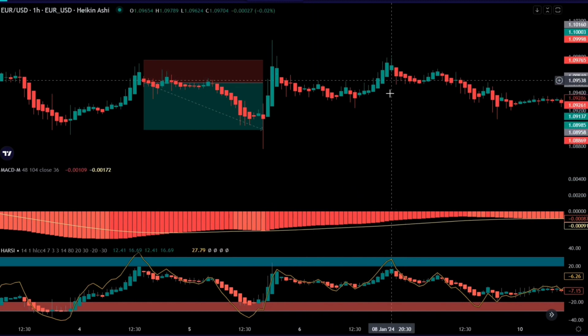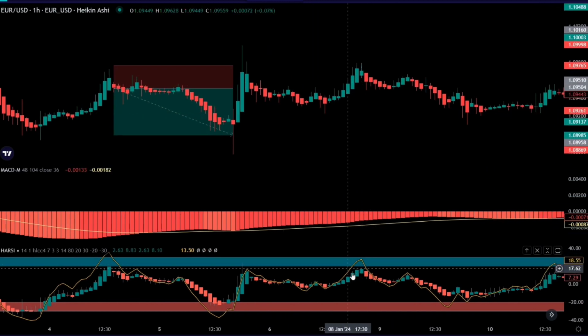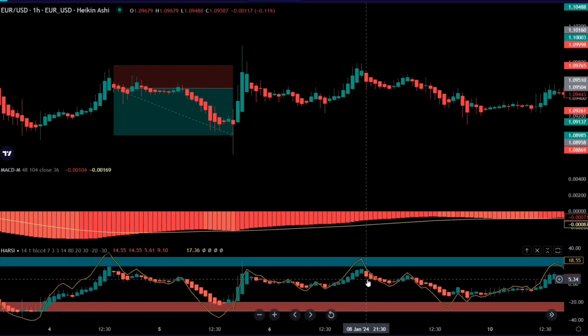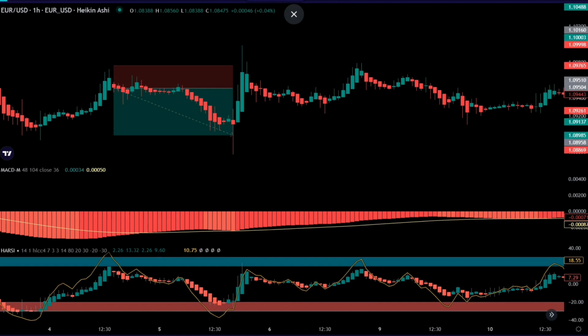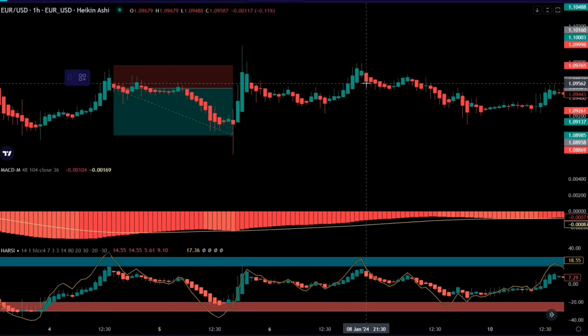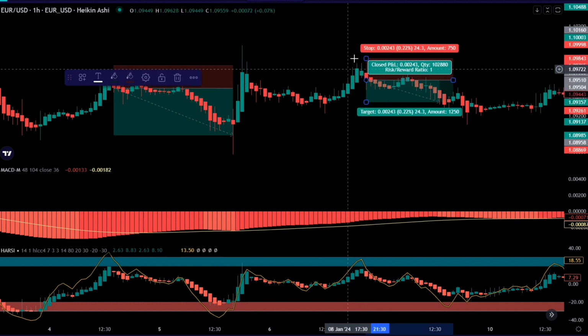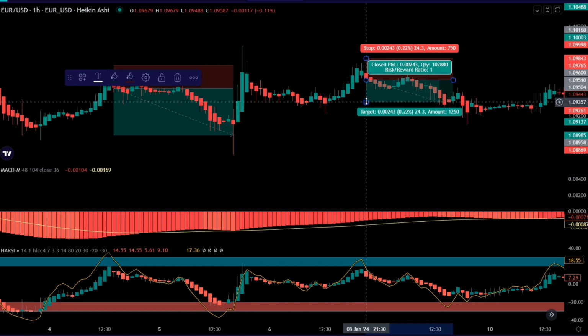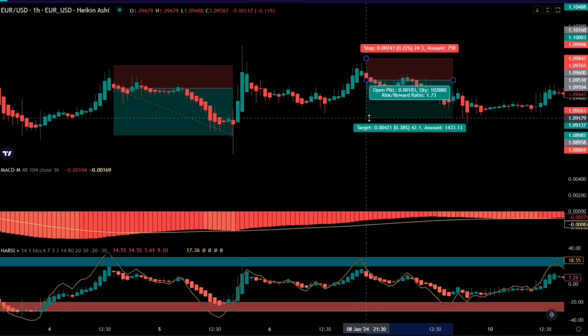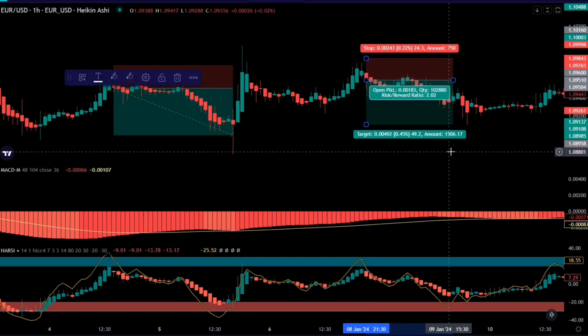And the next time you have a signal here, RSI touches the blue line, and Heikin changes to red, and you start a short trade here. Stop loss above the candlestick and swing, and risk reward ratio 2 here.